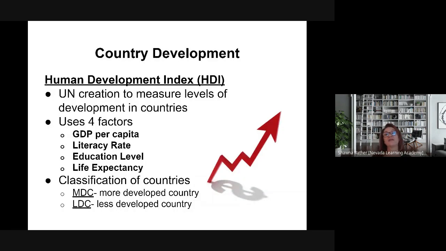So there's this thing called the HDI, the Human Development Index. And this was created by the United Nations to measure levels of development in countries. And it looks at 4 things. It looks at GDP per capita, the literacy rate, the education level, and then life expectancy. And when we talk life expectancy, that's where I'm talking about healthcare, right? If your infant mortality rate is high, meaning children aren't making it past a year, or people aren't living to old age, that means your healthcare is having issues. So that's what we mean by life expectancy. We have more developed countries and less developed countries, okay?